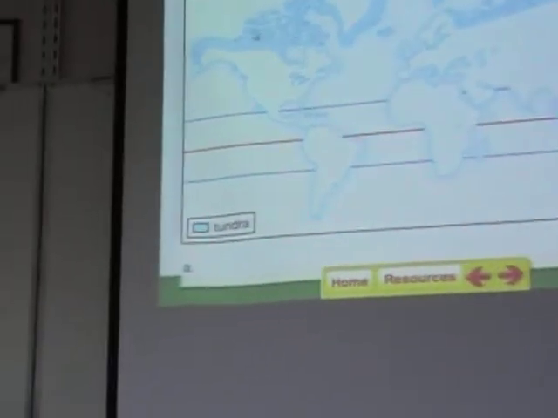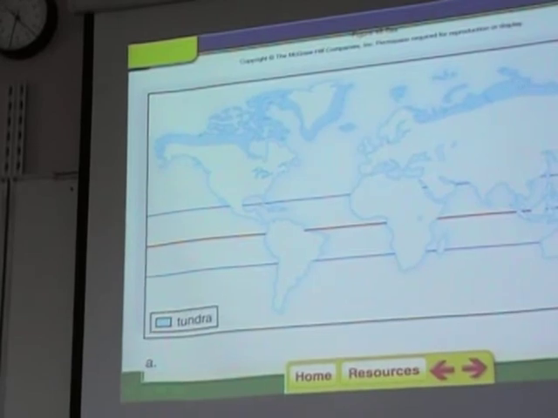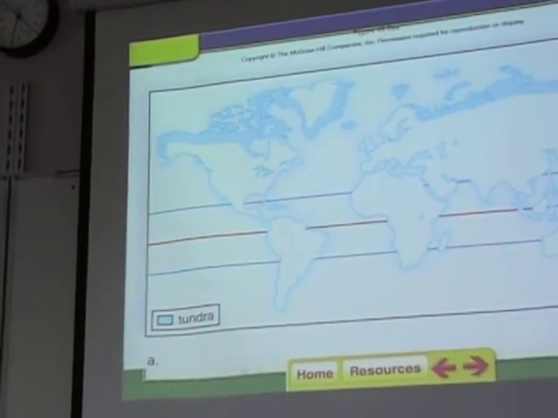So look where that is. Northern Canada, Alaska, Greenland, Siberia, you know, Russia up there. That's tundra.